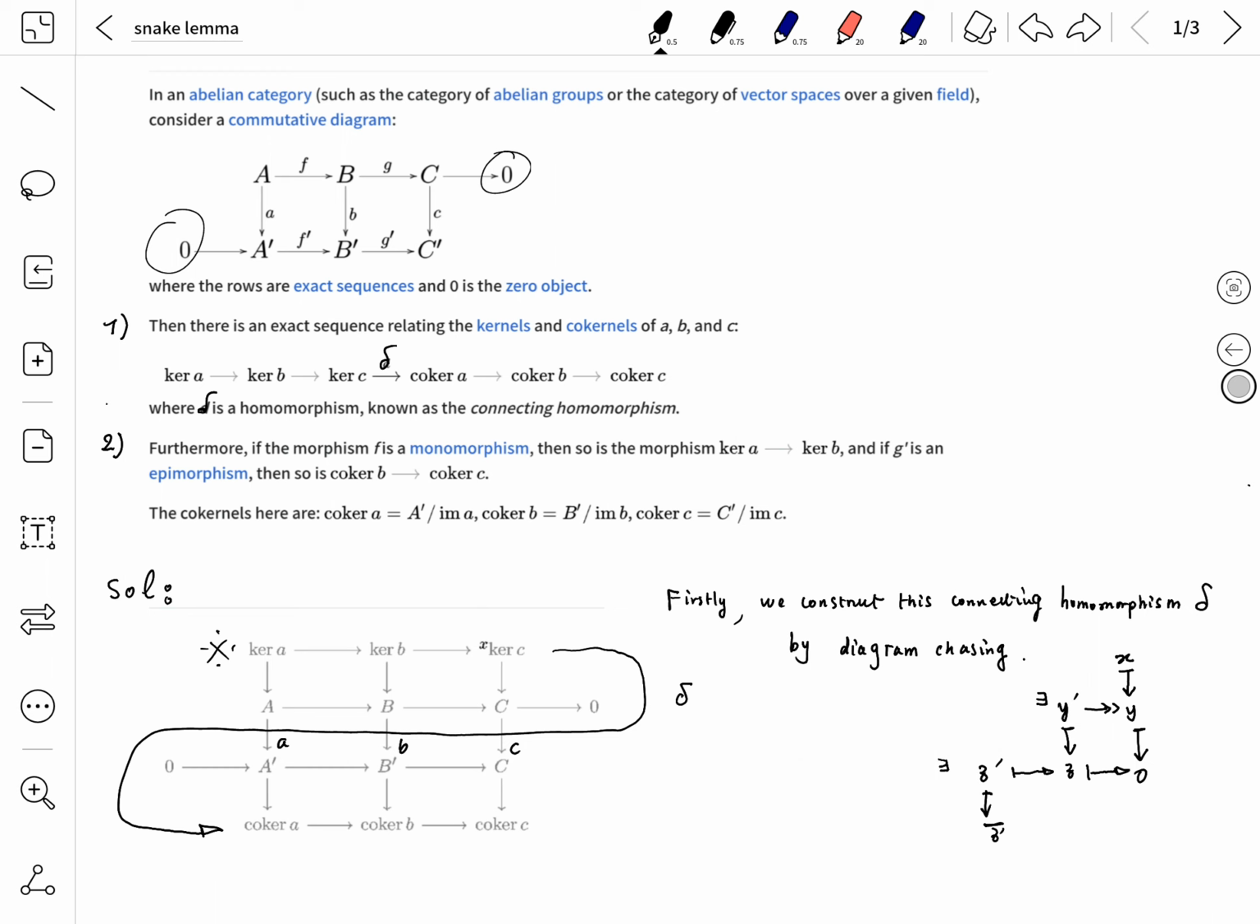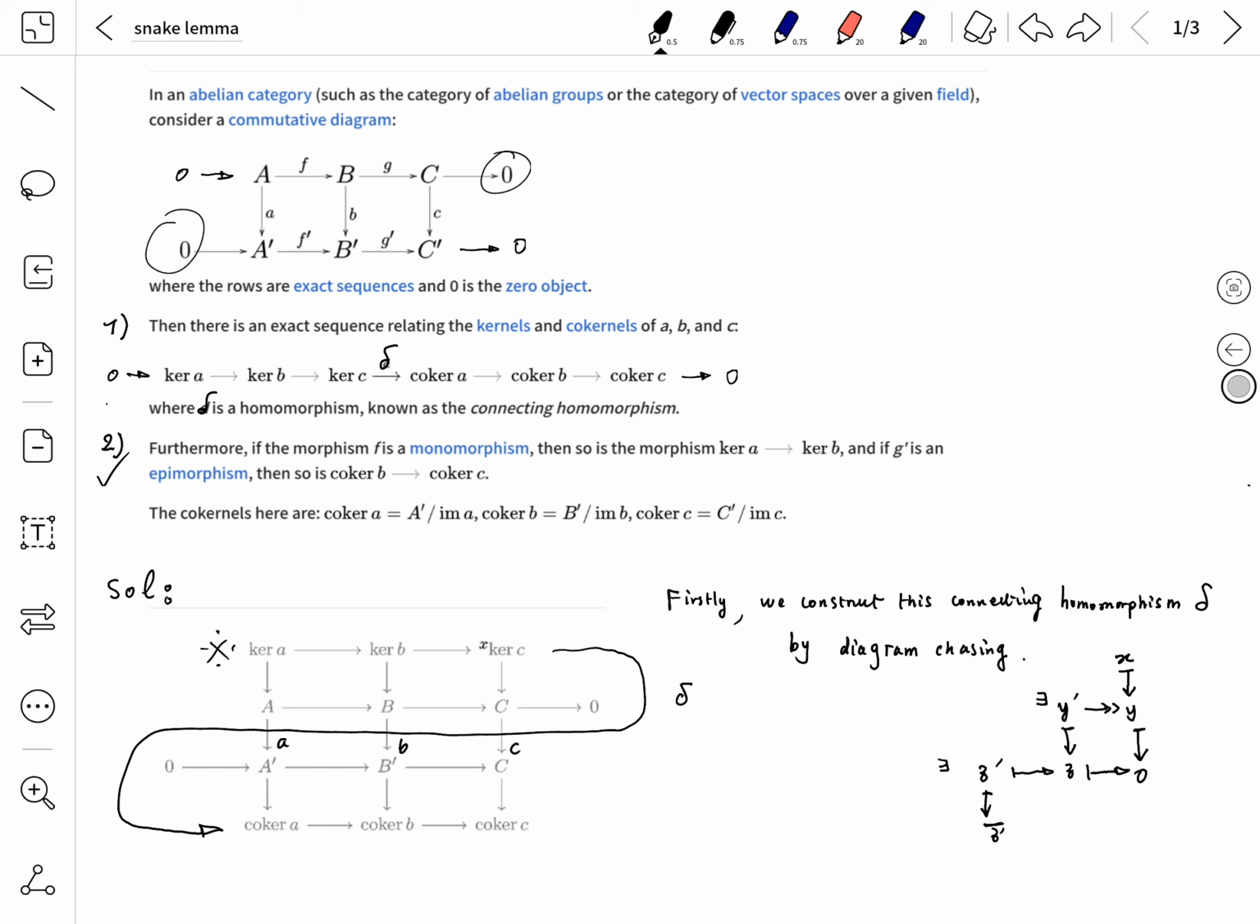And the second part is about the enforced version, which means if you also require this F to be injective, and require this G prime to be surjective, then you will have more results telling you that the kernel of A to kernel of B is injective and the cokernel of B to cokernel of C is surjective. This is what is written here in the second part. This is the enforced version. Okay, so let's see how to prove this.